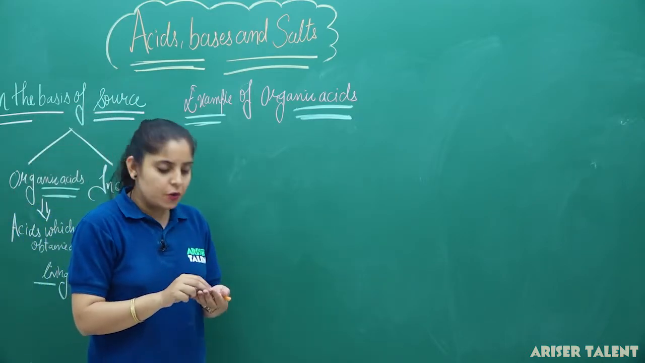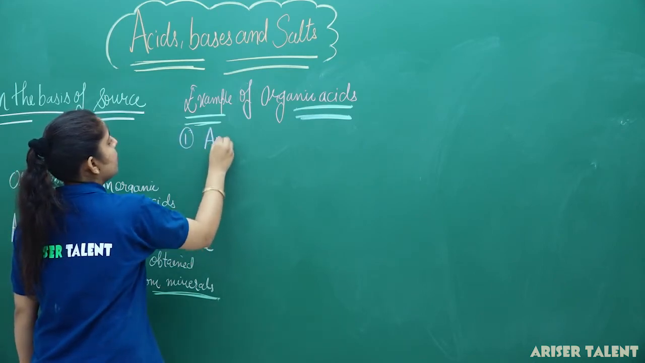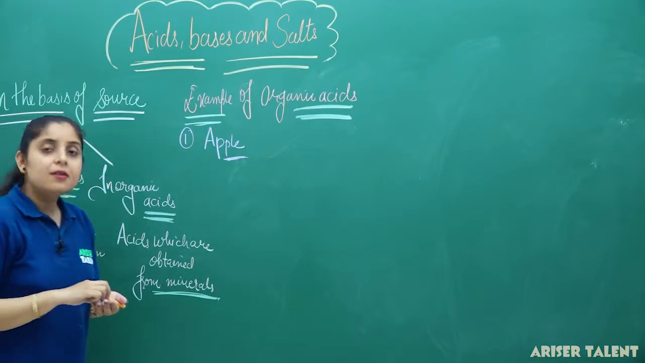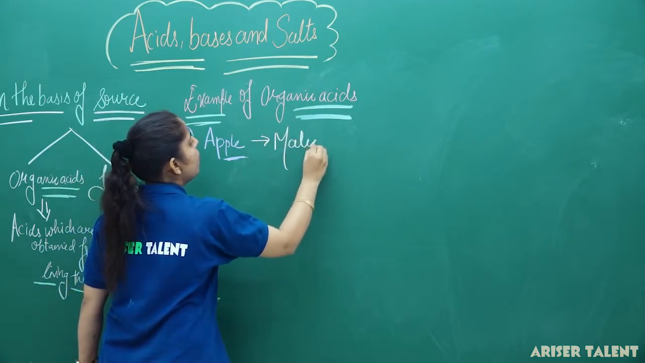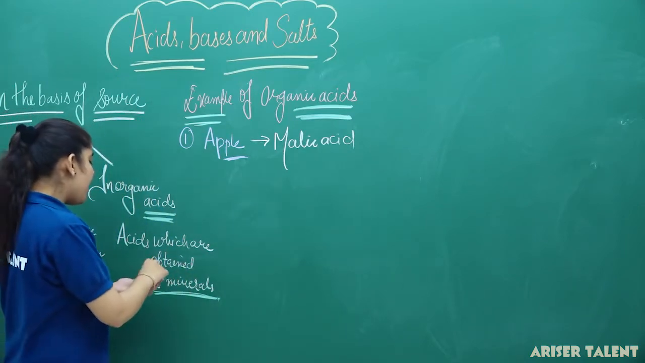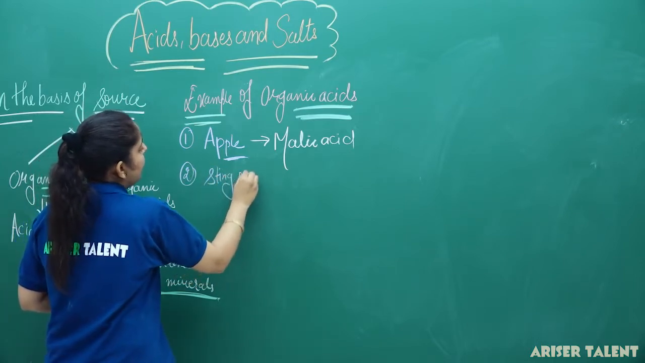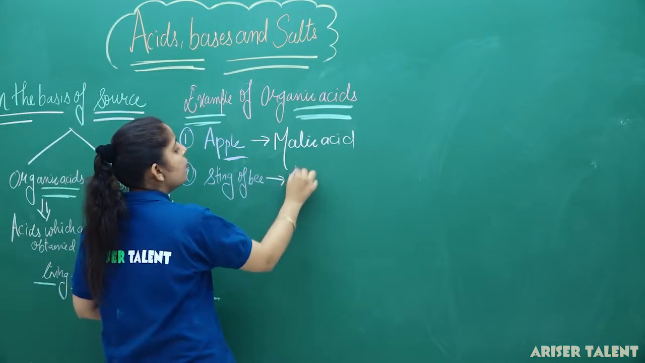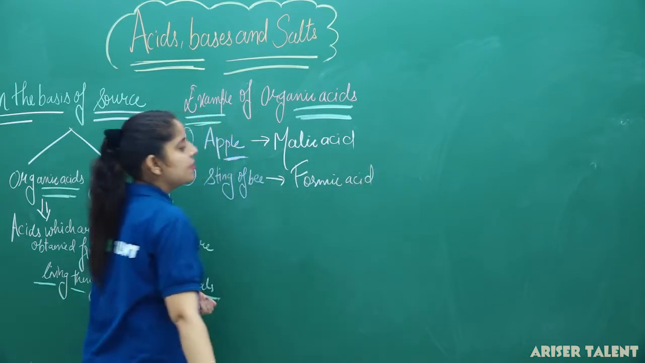So, examples of the organic acid: the first example, you have seen that we have the lemon, and lemon consists of citric acid. Suppose I am talking about apple. Do you know which type of acid is present in an apple? The apple is having malic acid. The name of the acid is malic acid. If I am talking about the sting of a bee, the sting of the bee consists of formic acid. The name of the acid is formic acid.